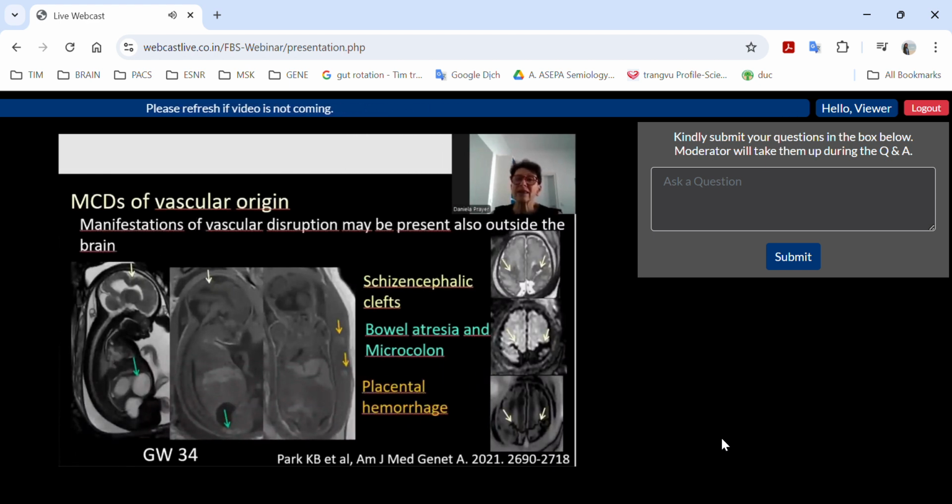As I already said, other manifestations of vascular disruption may be present in other regions of the body. In this case, schizencephalic clefts were combined with bowel atresia and microcolon, and the orange arrows point also towards placental hemorrhage. So if you see that, you know the schizencephalic clefts are most probably of vascular origin.